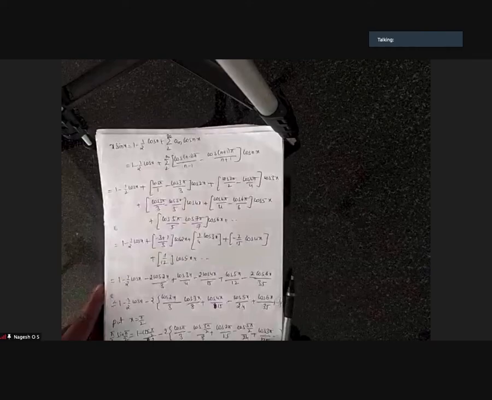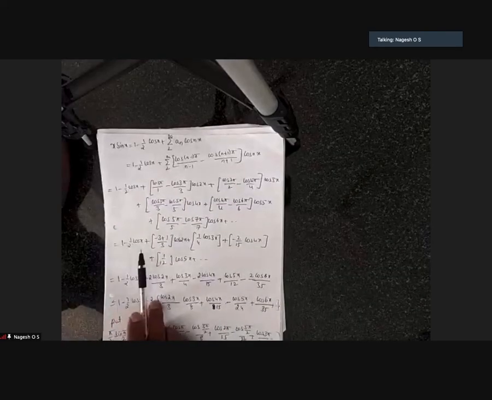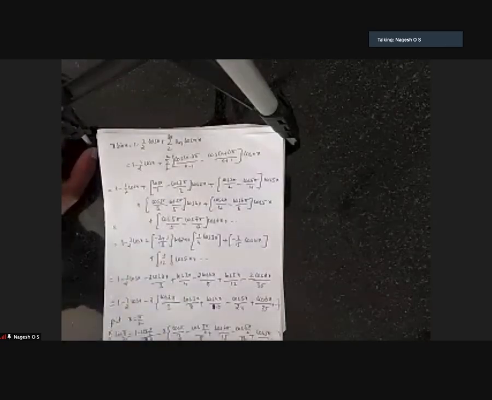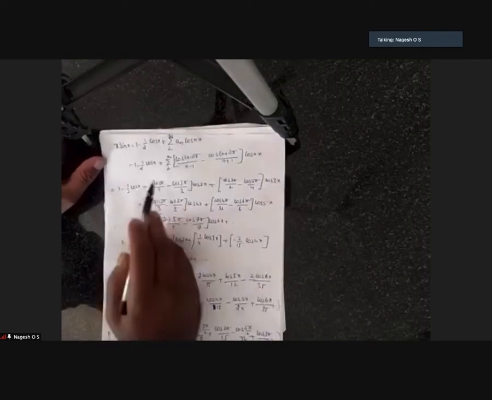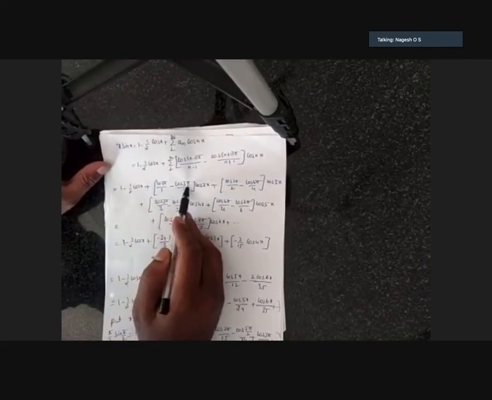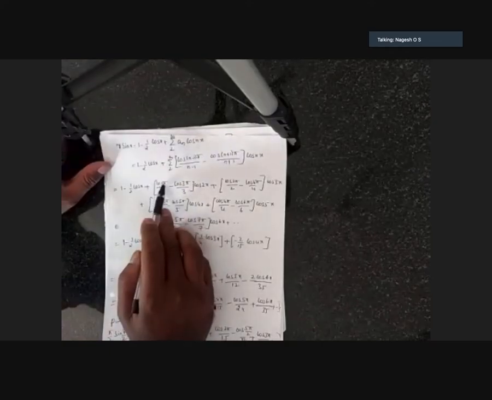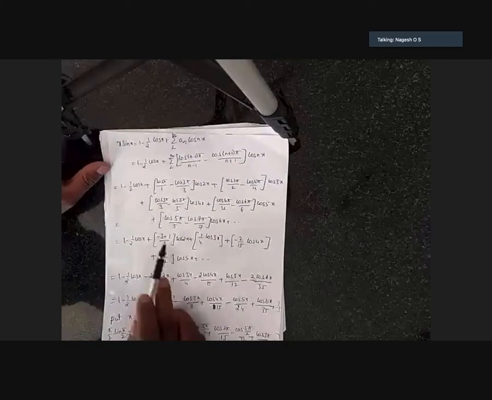Next, after this, one as it is, this minus of cos x as it is, cos pi. What is cos pi value? That is minus 1. Okay, minus 1 minus cos 3 pi is minus 1. Minus of minus is plus 1. Plus 1 by 3 minus 1 by 3. Take LCM, you will get this much.